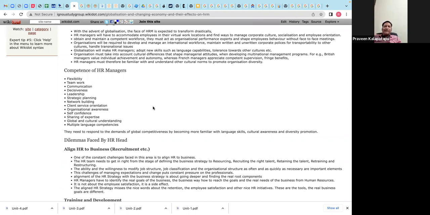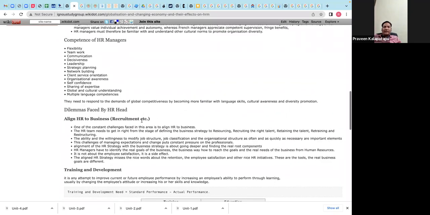Similarly, an HR manager should be flexible. They should understand teamwork. Their communication should be good. They should be decisive in nature, right? They should have those leadership characteristics. They should have strategic planning. So all these things are competencies of an HR manager.